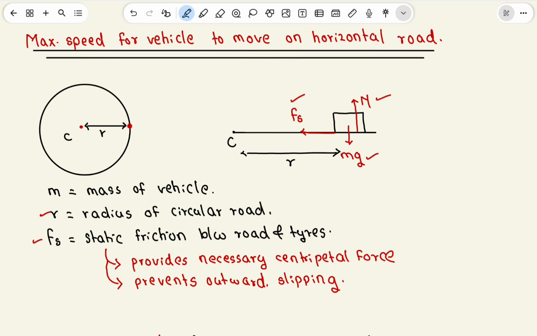So what does the static friction do? Basically it provides the necessary centripetal force which is required for the circular motion, and it also prevents the vehicle from outward slipping. When you must have traveled through mountainous terrain, you must have realized that when we turn towards left, there is a tendency of us getting thrown outwards, right? So same thing happens over here. The car is being thrown out of the circular track, and to avoid this outward slipping, the static friction is acting on the vehicle.